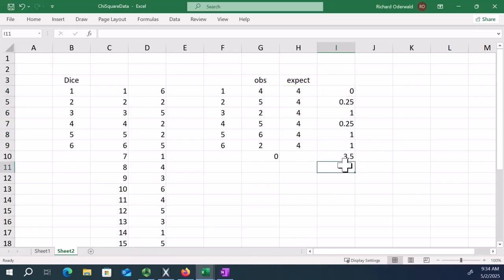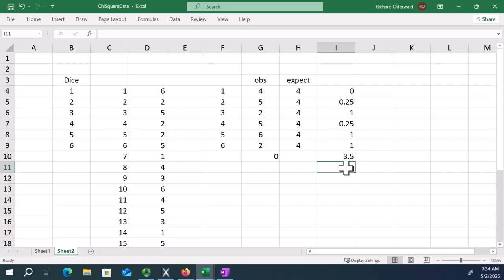I got the chi-square value. How many degrees of freedom? How many choices do we have, basically? 6 choices. We always lose a degree of freedom because we estimated an average. So there's 5 degrees of freedom.